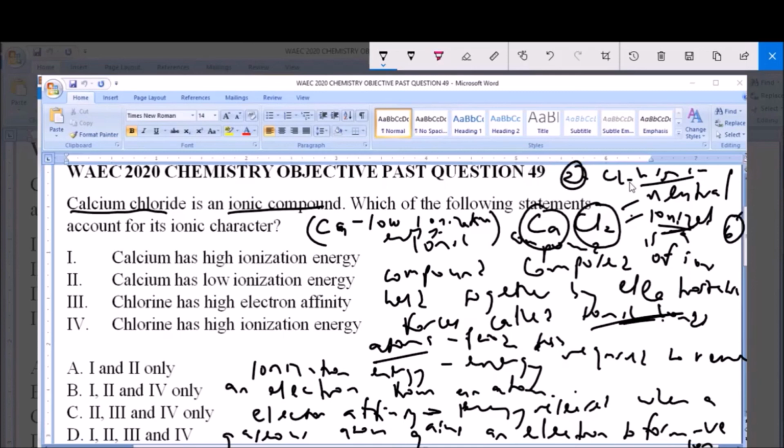So this ionic character of calcium chloride, as we have stated, is accounted for by the low ionization energy of calcium, the high ionization energy of chlorine, and the high electron affinity of chlorine. So that is 2, 3, and 4. And 2, 3, and 4 only is option C. So option C is the correct answer to this question.